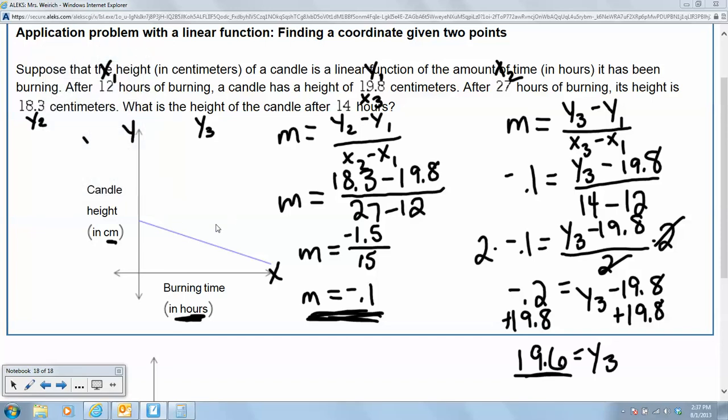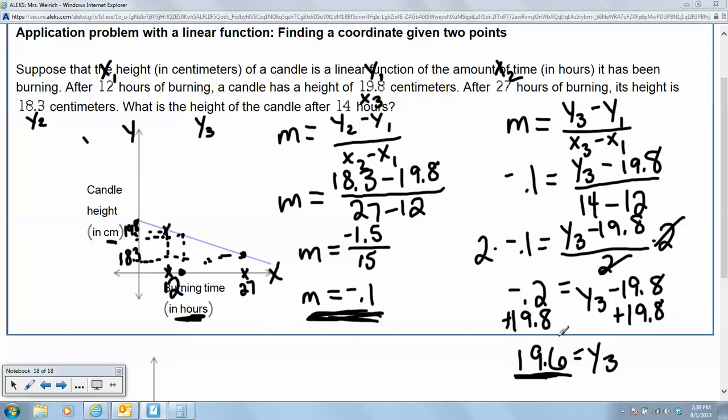You got your candle height at 12 hours. So let's say this is 12 right here, and this needs to be 19.8. Okay, then 27 hours is over here. This is 12, and this is going to be, oops, sorry, straight line. This is going to be 18.3. So then it asks after 14 hours, which would be about right here, does it make sense that this answer is 19.6, which is what we got? Well, sure it does. It needs to be in between those two. So just after you have the answer, make sure that it makes sense.